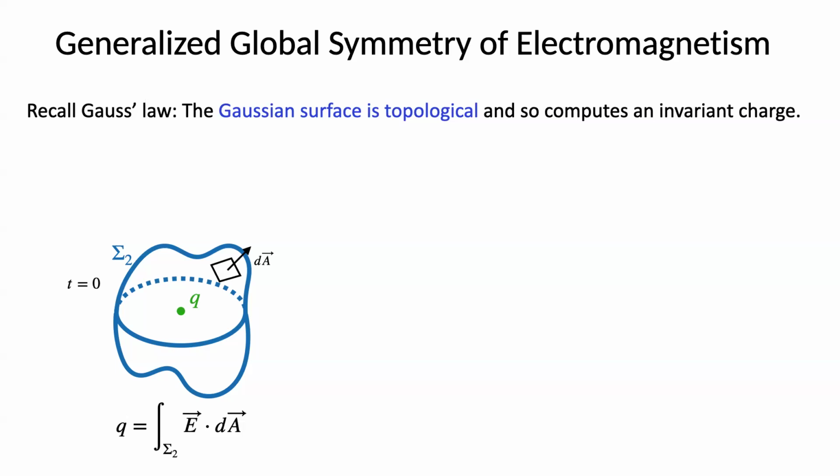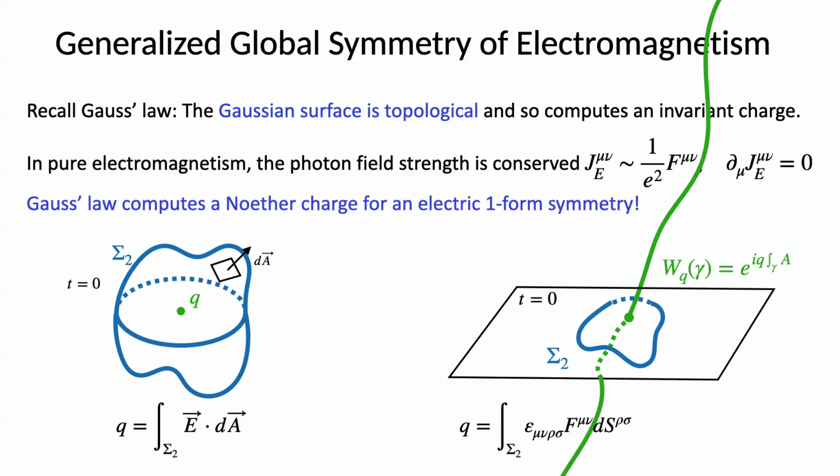Gauss is not instructing you to do that. So actually, what sort of charge is it that Gauss is constructing here? Well, we can understand this a bit more clearly by thinking about generalized global symmetries. In fact, pure electromagnetism has a one-form electric global symmetry, which you can see just by looking at the photon equation of motion, which tells you that the field strength itself is such a conserved two-index tensor. That is indeed the current of this electric one-form symmetry.